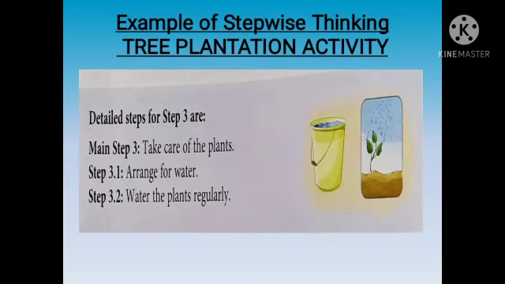Now what's the next step? The next step is how you are going to take care of the plants. You will arrange the water for the plants, and you are going to water the plants regularly so that they will grow easily. This is how you are going to think, or move one by one, stepwise. So you will accomplish this activity.